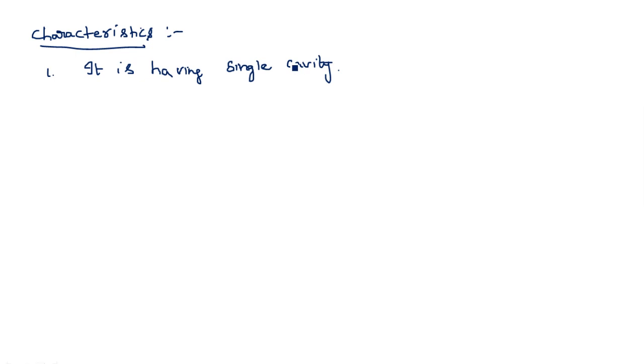If you see the klystron amplifier, it has two cavities. One is the buncher cavity and the other is the catcher cavity, or more precisely, one is the input cavity and the other is the output cavity. But the reflex klystron oscillator has only a single cavity, as there is no need for an input AC supply. That's why only one cavity is sufficient to generate the oscillations and produce output.